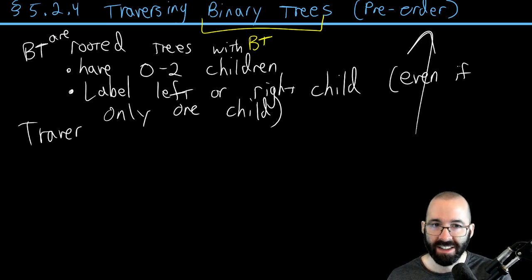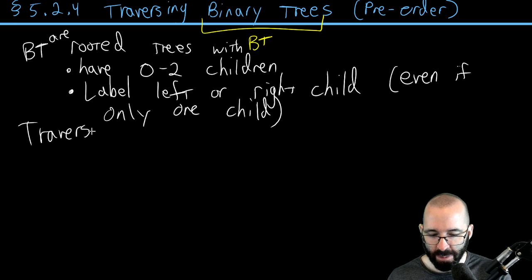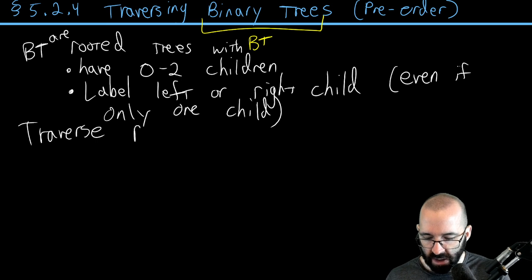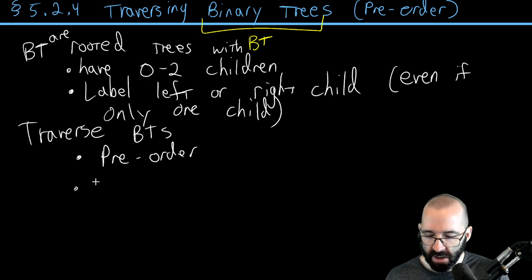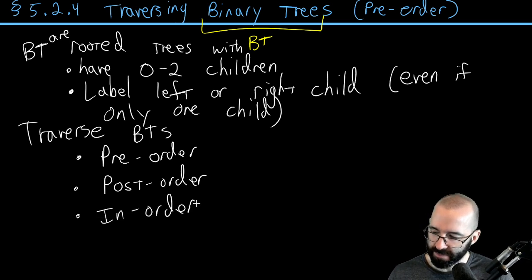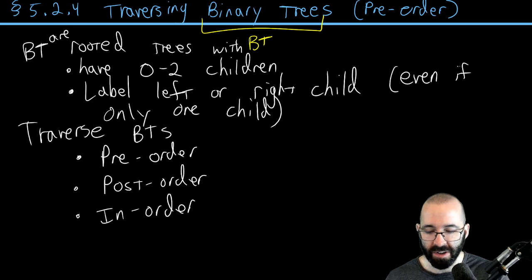Spoiler alert. I already gave you a spoiler. That's one of them. Pre-order. So we can traverse binary trees in 3 ways, right? Pre-order, that's what we're talking about here. Well, if there's pre-order, what do you think there is as well? Yes, post-order. And the last one's going to be in order. You ready to go? Let's talk about pre-order.